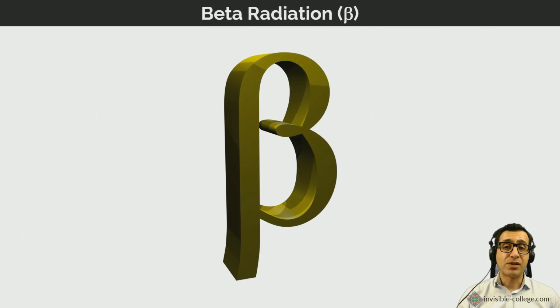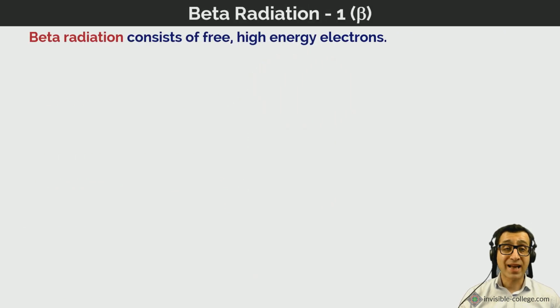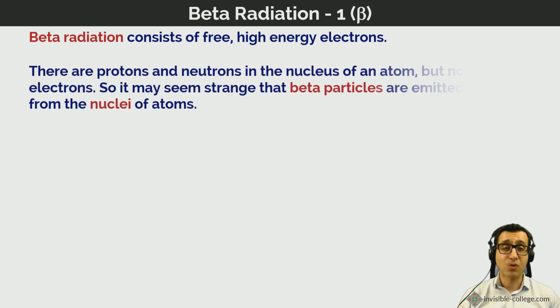So let's take a look at beta emission now. Beta radiation consists of free high-energy electrons which are emitted from an unstable nucleus. Now, a lot of people when they're first confronted by this might be thinking, well, surely nuclei only contain protons and neutrons, so where is this electron coming from? Well, yes, there are protons and neutrons in the nucleus of an atom, but no electrons. So it may seem strange that beta particles are emitted.